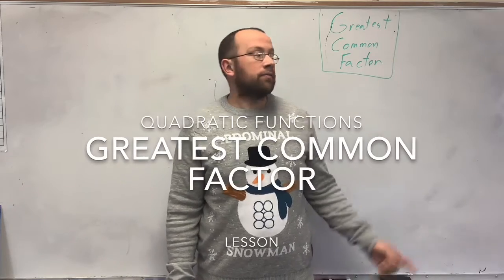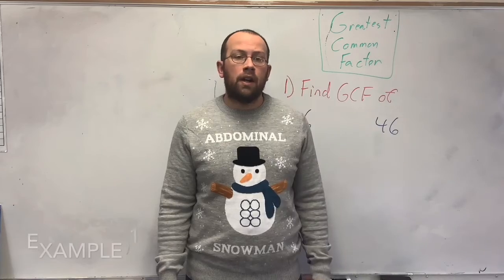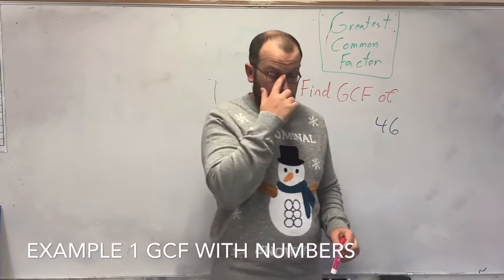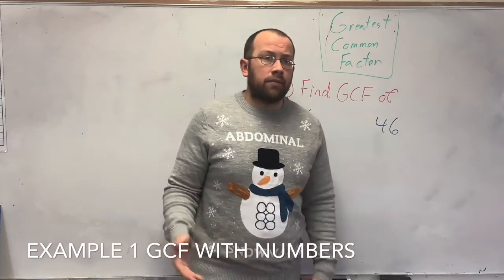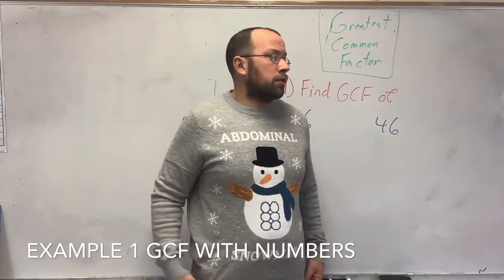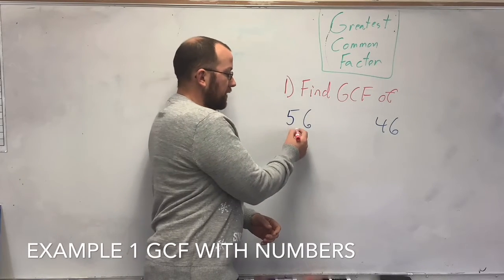Today we're going to do greatest common factor using prime factorization. To find the greatest common factor, there are two ways to do it. One, you can just list out all the factors and figure out which one's bigger, or you can do it this way. What I'm going to do is make a factor tree.